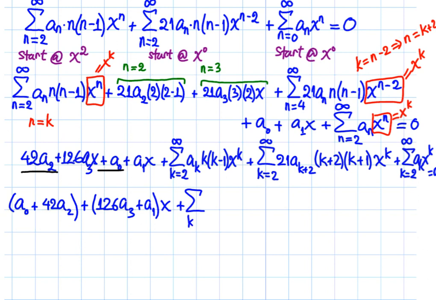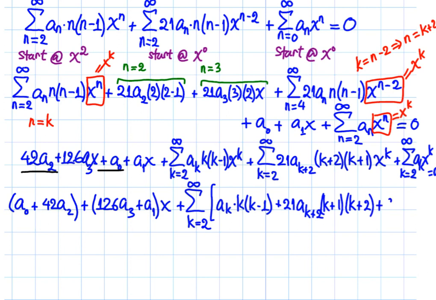And now the series. Now, if we factor out x to the k power, we will have a k times k minus 1, x to the k, that common term going outside, plus 21 a sub k plus 2, k plus 1, k plus 2, and then plus a k, all of which multiplied by x to the k equal to 0. Now, because the right hand side is equal to 0, all the coefficients must be 0. So we have this equal to 0, and this equal to 0, and all of this equal to 0.